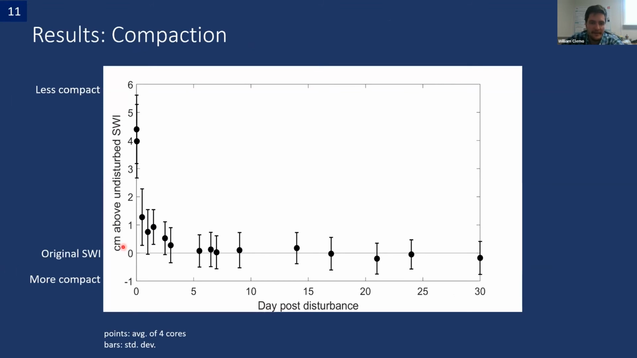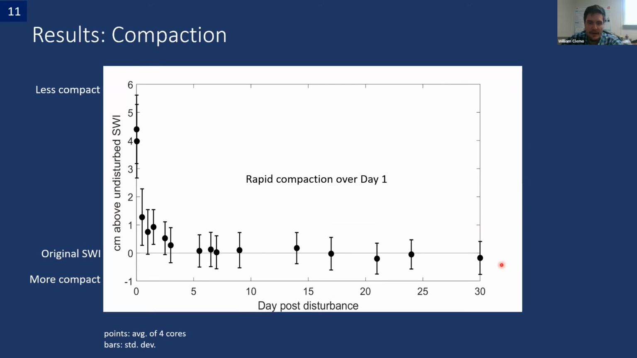Here we have average sediment-water interface height relative to pre-disturbance height in centimeters on the y-axis over time following disturbance on the x-axis, where greater than 0 means it's less compact and 0 is that original sediment-water interface height that is undisturbed. So we can see that average sediment-water interface height dropped rapidly over the first day and then continued to drop slightly from day 2 through day 7. But by day 7, there really wasn't much change the rest of the time.